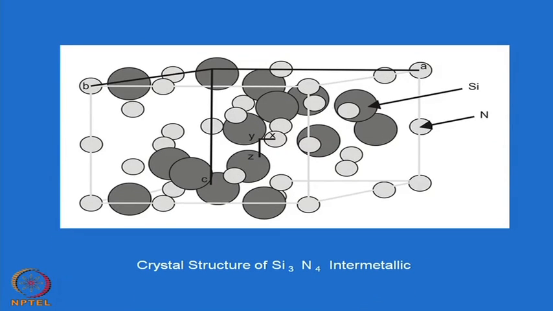This is a little complex structure of silicon nitride, Si3N4. Once again, this is also an intermetallic compound, some kind of an intermetallic covalent compound in fact, and it has many different properties. It is a good insulator at high temperature, and it has good fracture toughness.